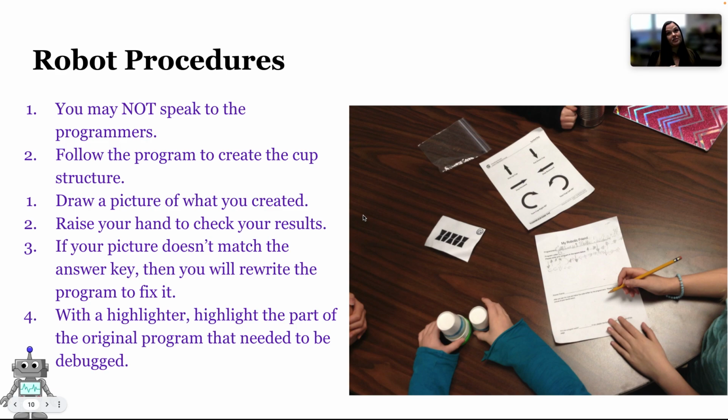If their picture does not match the answer key, then the group is asked to debug the program. So they're going to find what part of the program didn't work. They'll use a highlighter and show the part that they feel the programmers didn't quite write specifically. And then on the back of their paper, they're asked to rewrite the program the way they believe it should be written in order to be able to follow it and produce the same picture.